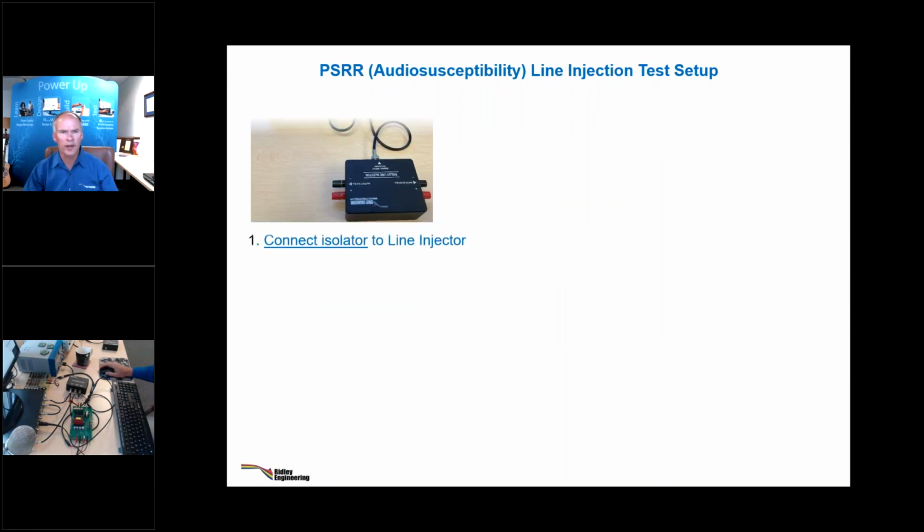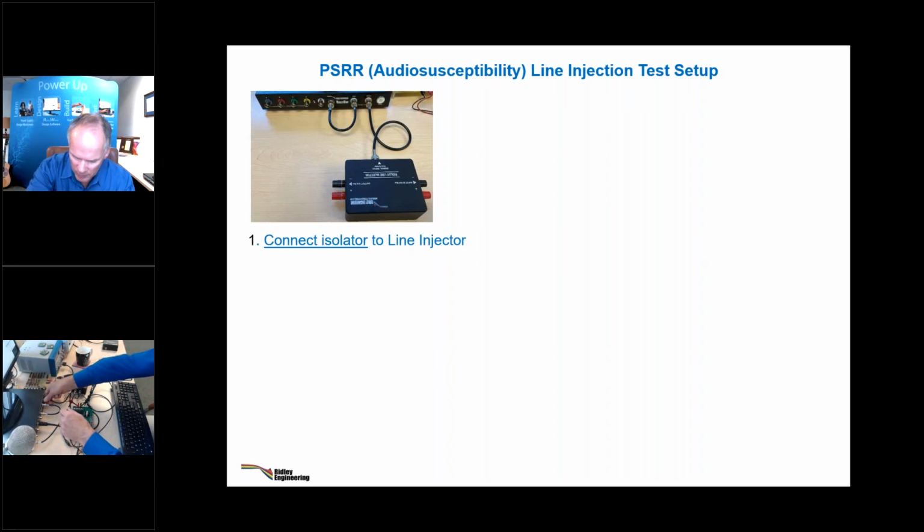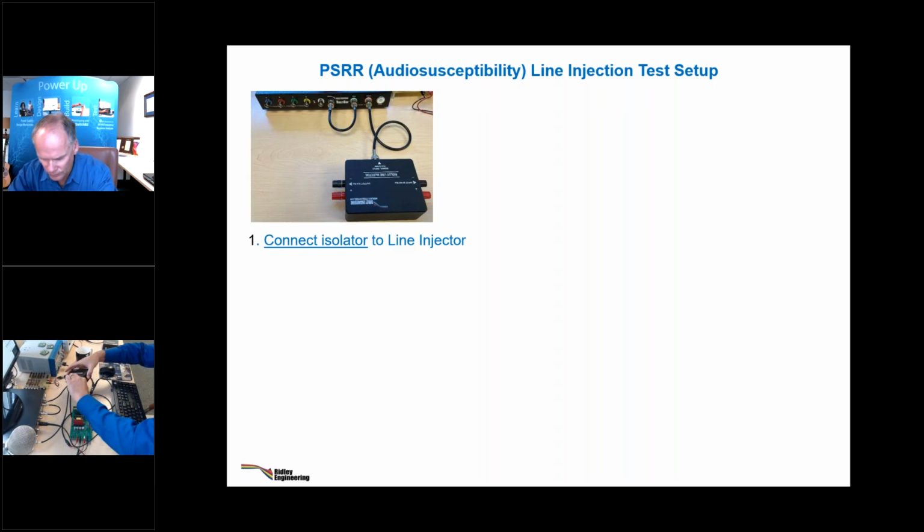So let's go for the setup here. Right, disconnect my output impedance. Don't need that anymore. We need the line injector right here. Power supply is got, whoops, there goes my tea. Denise, you warned me. There's my output of the power supply. There's my plug on the input.